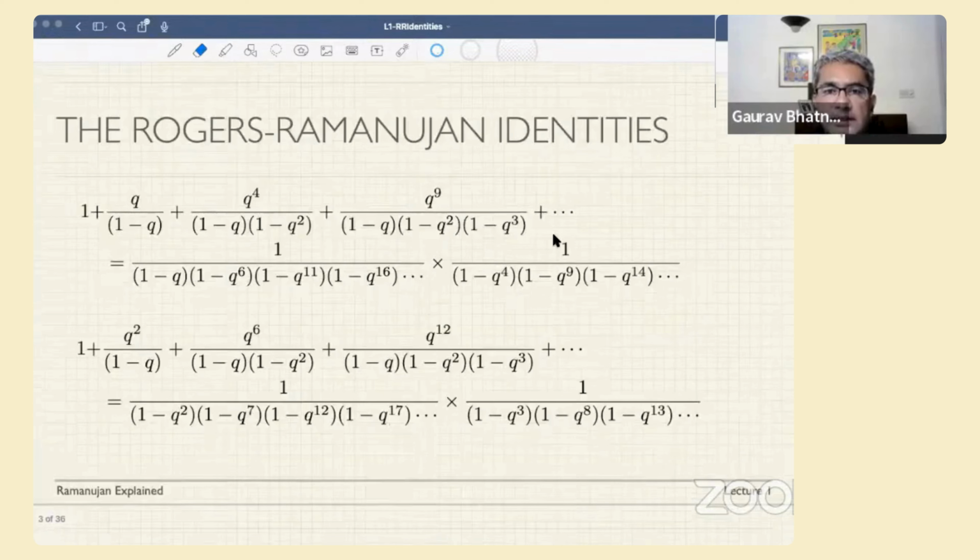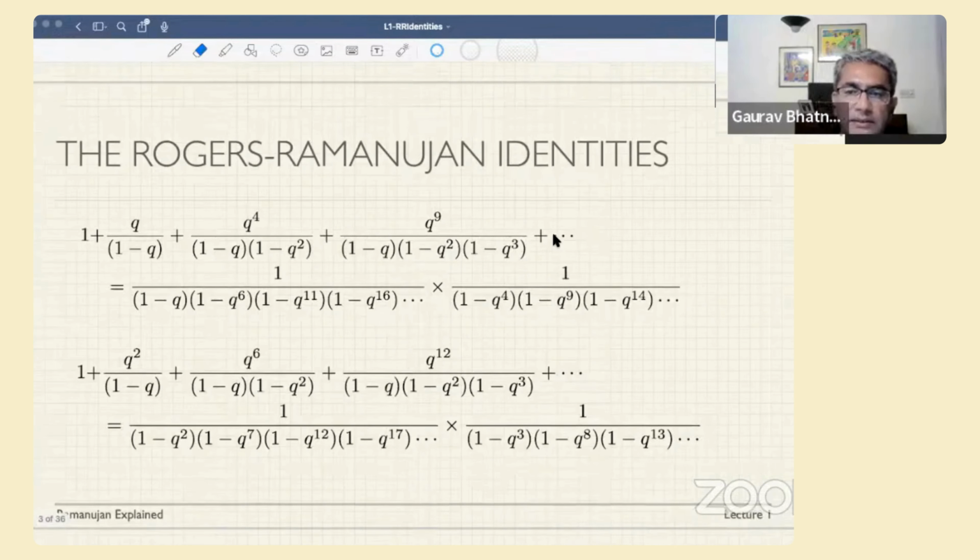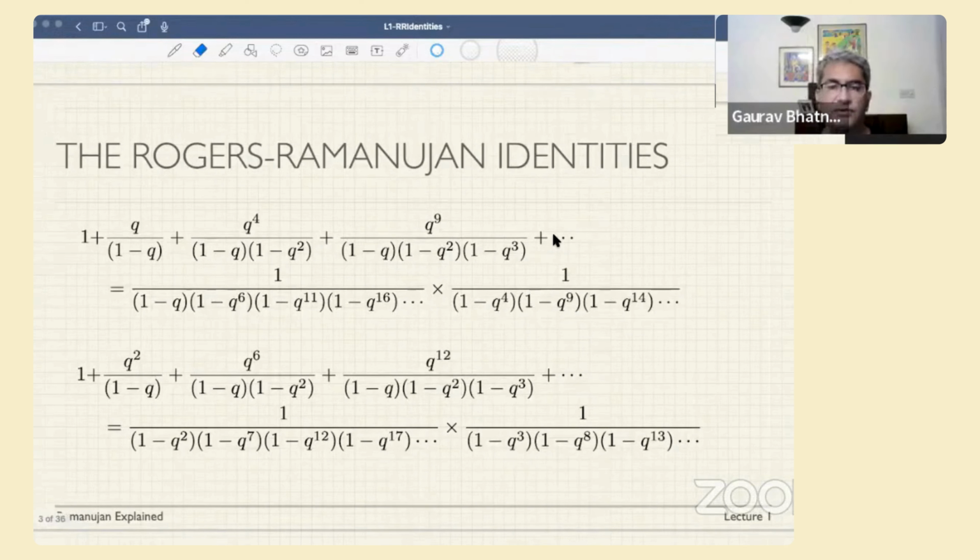So these are the Rogers-Ramanujan identities. This is the objective of our session today. Today's session should give you an idea of the kind of things that we would do. It's kind of like a sample lecture, but we'll get serious from next time and do more and more identities. So these are 2 identities.